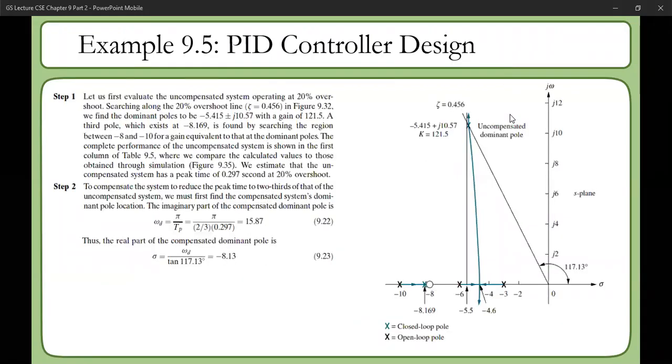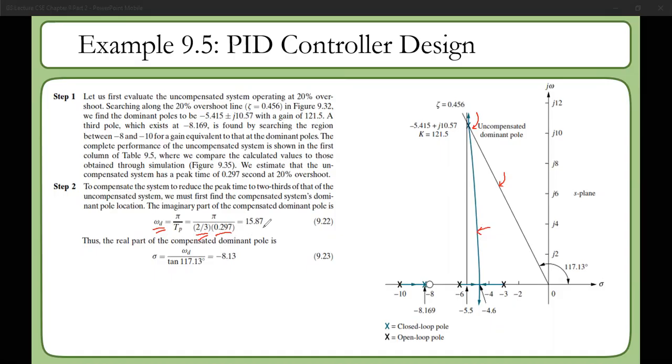Okay, so now here, as we already said, they have figured out the uncompensated system. The blue line here is the uncompensated system's root locus, this one. So they find the root locus first, then the zeta line, the 20% overshoot zeta line. Then they figure out the intersection point. Based on that intersection point, they find the new omega d, because omega d has to be 2/3 of the previous Tp, the peak time.